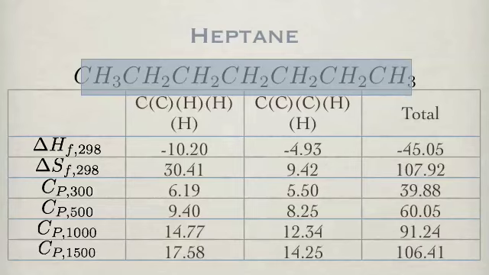Each of the 5 carbons in the middle of heptane is connected to 2 carbons and 2 hydrogens. This is denoted by C(C)(C)(H)(H). For heptane, the values in the table are multiplied by 5, for the 5 secondary carbon atoms. The final added total gives the heat of formation, the standard enthalpy, and the heat capacities at 300, 500, 1000, and 1500 degrees Kelvin for heptane.